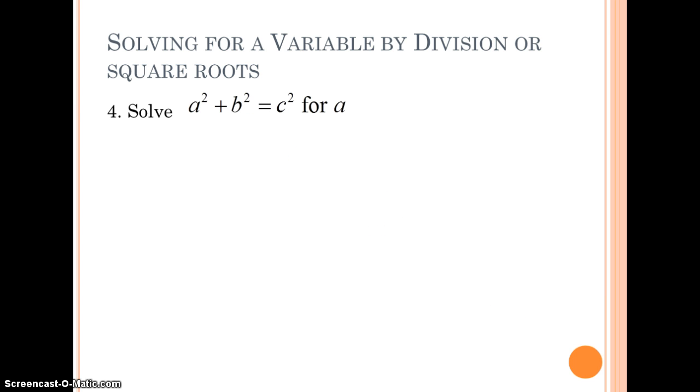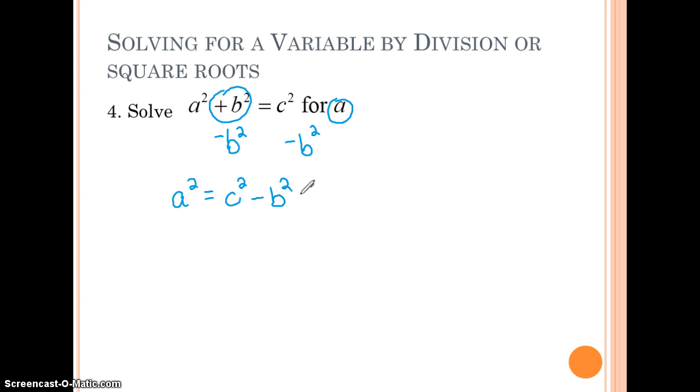All right, in this one, we have squares on this one. As you can see, we want to solve it to where it's just an a, not a squared, but just an a. But we're going to follow the same suit. We want to get the a by itself, which means I need to get rid of plus b squared. I do that by subtracting b squared from both sides. So now I'm left with a squared equals c squared minus b squared.